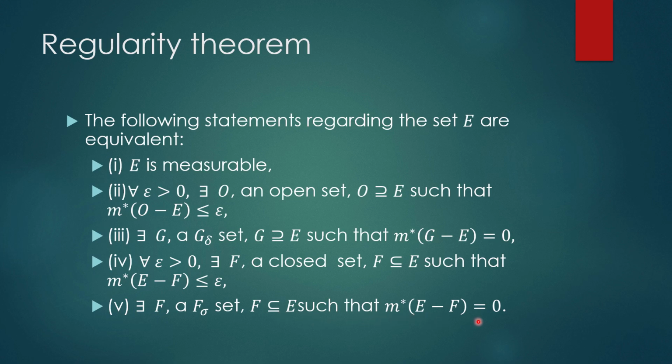So we are going to prove the equivalence of these statements. What we are going to do is: 1 implies 2, 2 implies 3, then 3 implies 1, then 1 implies 4, 4 implies 5, then 5 implies 1. That is the method we are going to use here. So let us prove it.